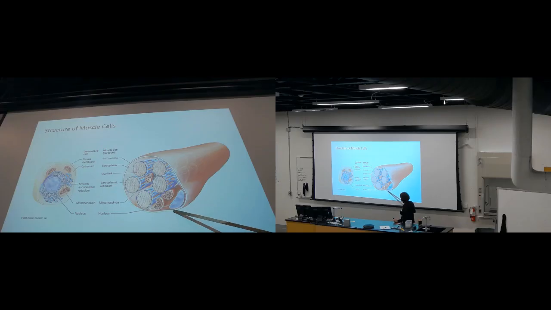So, sarcolemma, and then sarcoplasm. Inside the sarcoplasm, you have myofibrils with actin and myosin. You have multiple mitochondria, and each of these is surrounded by the sarcoplasmic reticulum, and then you have on the side the nucleus. That's why the nucleus is on one side, because you have to have this in the middle.